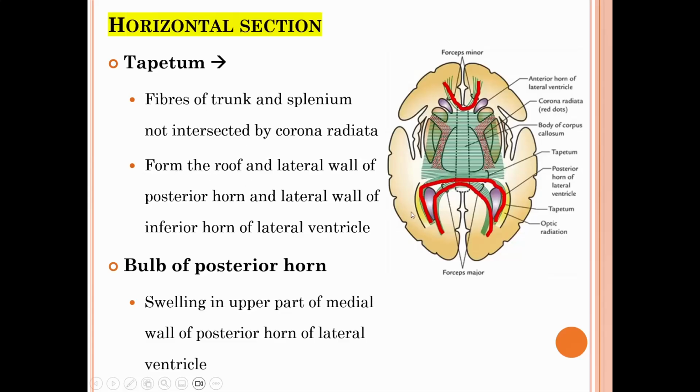They are forming here the roof and lateral wall of the posterior horn, and also, which is not seen in this diagram, they are forming the lateral wall of the inferior horn of the lateral ventricle. Then there is the bulb of the posterior horn. Here these fibers are forming a swelling in the upper part of the medial wall of the posterior horn of the lateral ventricle. So the tapetum is related to the posterior horn of the lateral ventricle in two ways. Some fibers are forming roof and lateral wall, and other fibers are forming the bulb of the posterior horn.